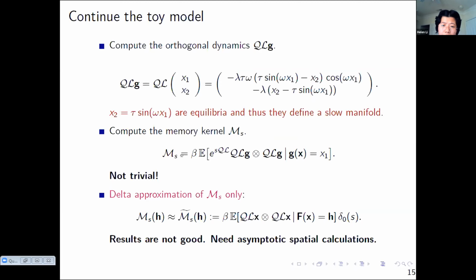And you can see that this memory term is very complicated. Because we assume there's a time separation between X1 and X2, one easy approach is to ignore the time dependence. In other words, we can assume this memory term will relax very fast, and we can approximate this memory term by this delta approximation. But I would like to point out that simply discarding all time effects will give us poor results, and we need more careful asymptotic spatial calculations.